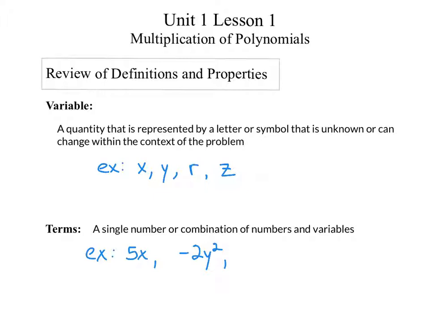We can also have a combination of variables. So, for example, we could have 12ab squared c to the third, and that represents a term. Anytime numbers and variables are combined with multiplication, the quantity stands for a whole term.